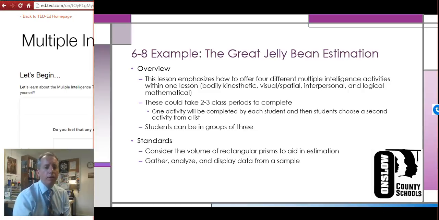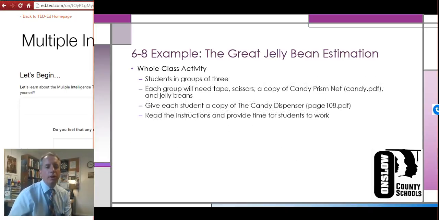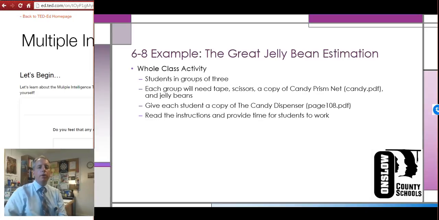Everybody's going to do one activity and then people are going to choose the other ones. And kids can be in groups of 3 for this. So the standards we're looking at here are the volume of rectangular prisms and looking at how we gather data. Certainly that first one, volume of prisms, is one that kids can often follow the procedure for, but then they forget the procedure, right? And then they kind of fall apart. So estimating volume of prisms is certainly a big topic for us all.